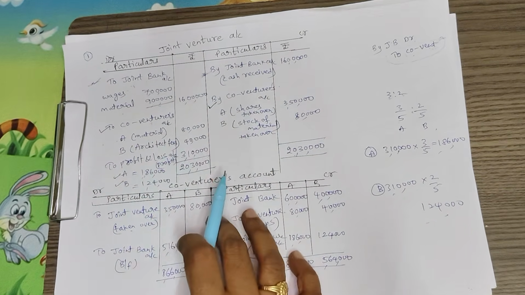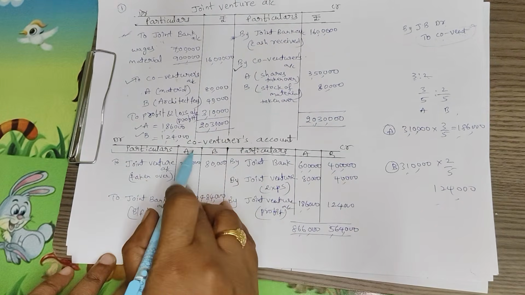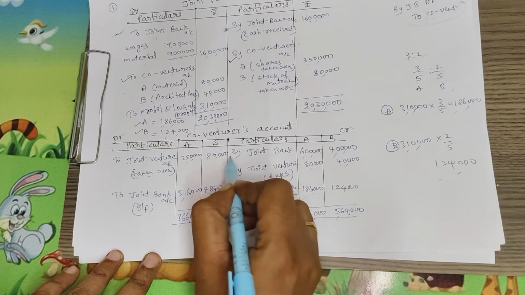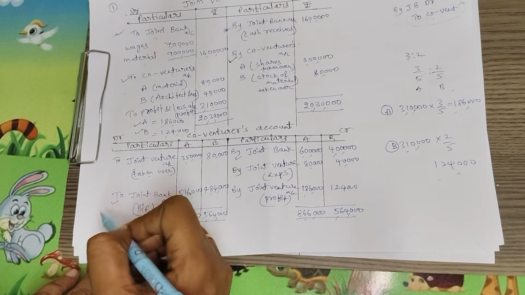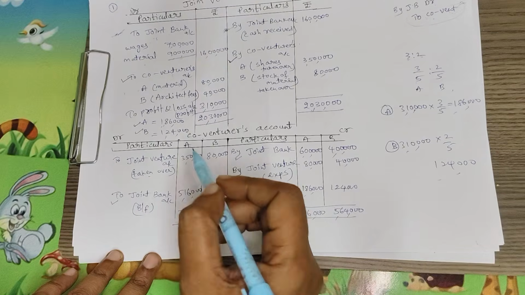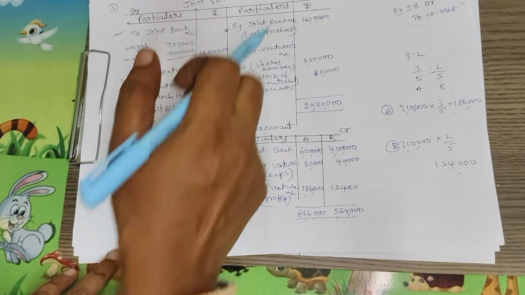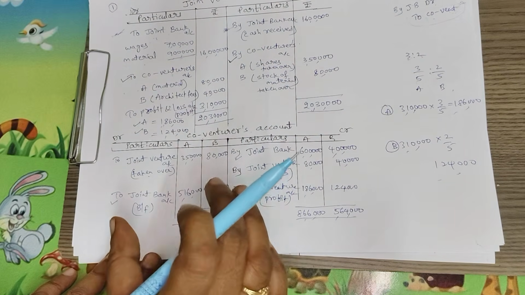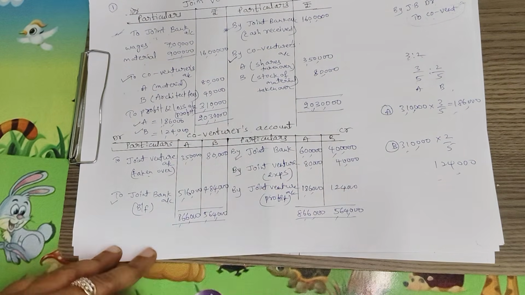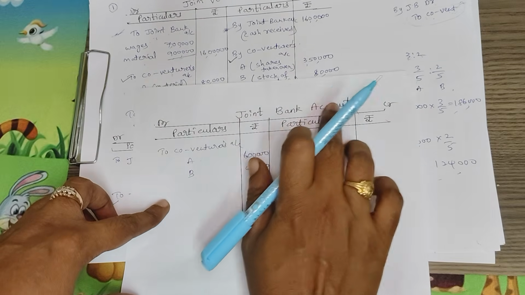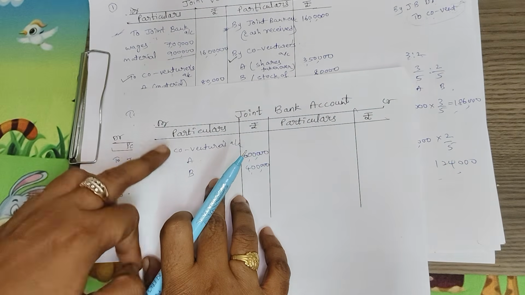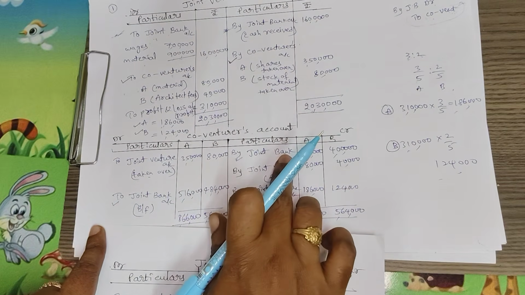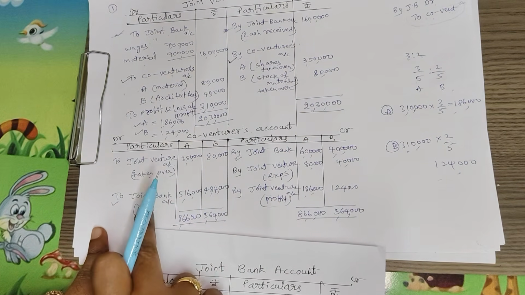Any other? No. And in the second account, we have the co-venturers account. Is there any joint bank in this? Credit side we have joint bank, and debit side also we have joint bank. In total, 4 entries are related to joint bank: 2 entries from joint venture and 2 entries from co-venturers. These 4 entries we need to post in the joint bank account. One entry from the co-venturers account is already posted, and one more is the balancing figure transferred to the joint bank account.